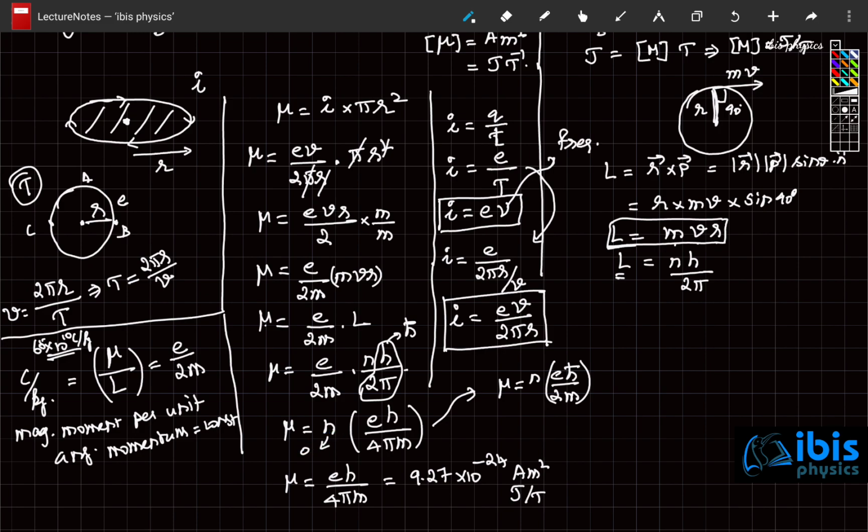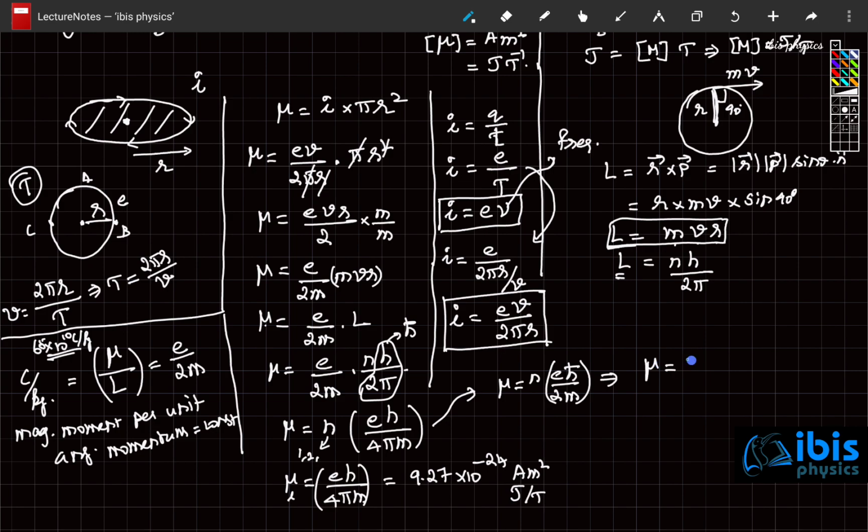The values of n will not be 0, but 1, 2, 3, etc. The minimum possible value of n is 1. For the minimum possible value of n, the magnetic moment of the electron, which is due to going around in circles, is the orbital magnetic moment. So the minimum possible value of the orbital magnetic moment is eh by 4 pi m, equal to 9.27 into 10 power minus 24, with unit either ampere meter squared or joule per tesla. This value is called Bohr's magneton. Let me call it mu B. We call it Bohr's magneton, mu B.